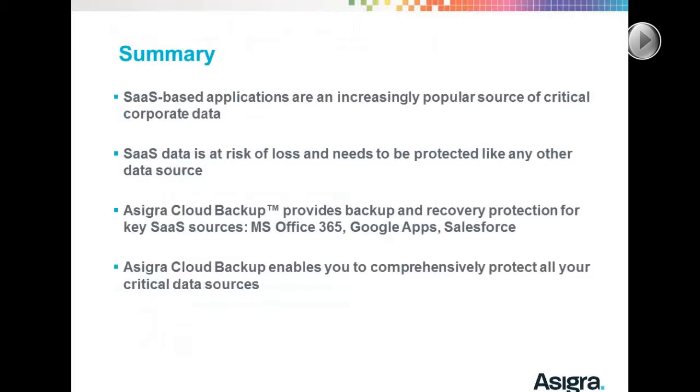So to summarize, SaaS-based applications are an increasingly popular source of critical corporate data, and that trend will only continue. SaaS data is at risk of loss and needs to be protected like any other data source. Asigra Cloud Backup provides backup and recovery protection for key SaaS sources, specifically MS Office 365, Google Apps, and Salesforce. And Asigra Cloud Backup enables you to comprehensively protect all your critical data sources.